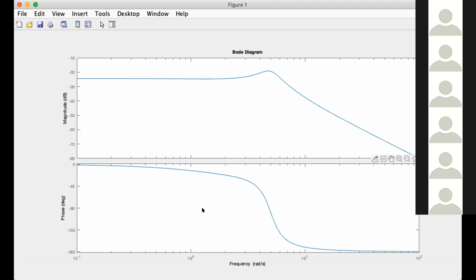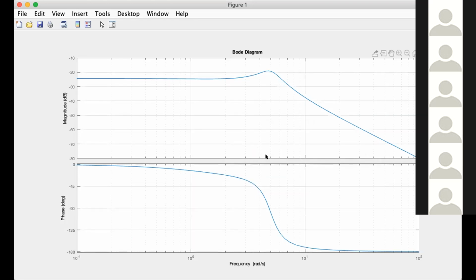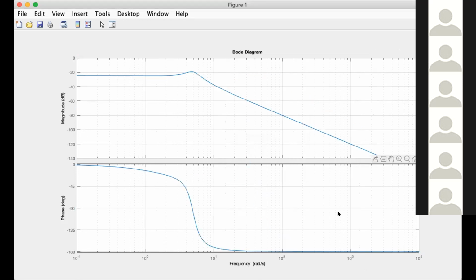Since our transfer function has second order complex conjugate poles, s squared plus 2s plus 25, the plot is shown here. So just display the grid, and try to make it bigger.